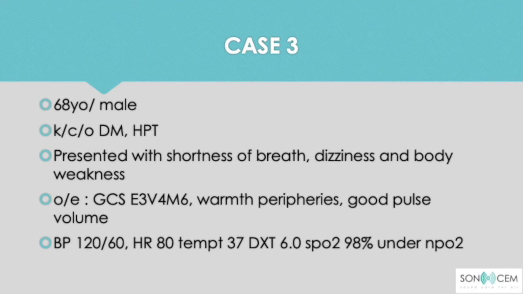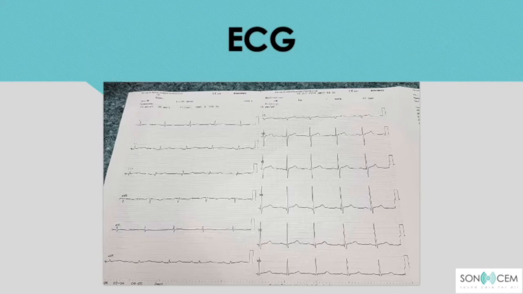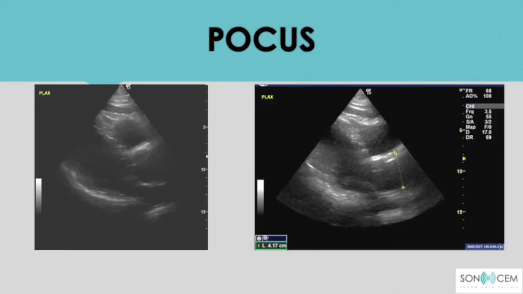So what's the clue here? Shortness of breath, dizziness, body weakness. The GCS is not full. Otherwise, looks unremarkable. Okay, this is the ECG. ECG is sinus rhythm. Okay, this is the PoCUS, the left side. Can you see anything abnormal here?